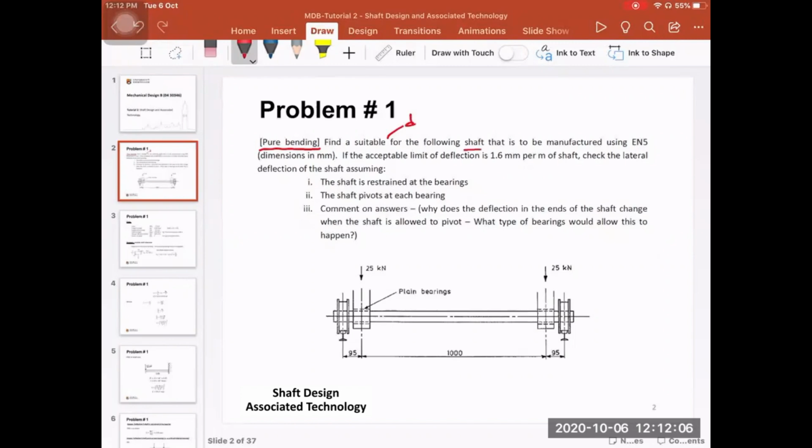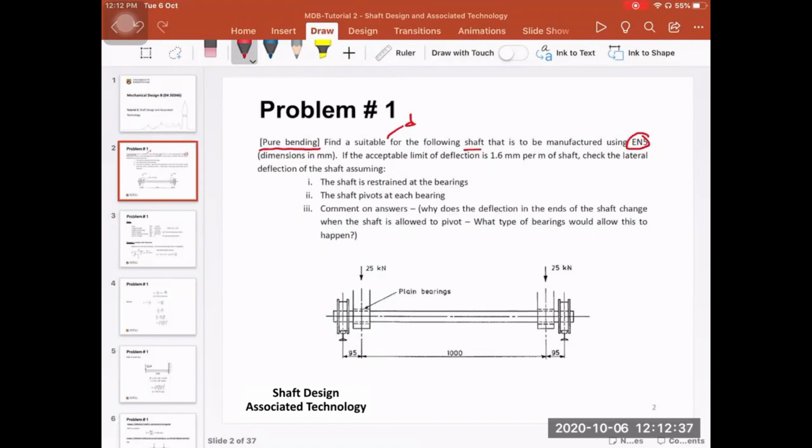That is to be manufactured using EN5. EN5 is, if you remember, from the table that you have seen for the shaft materials yesterday. It has some standard specifications or designations. It's called EN something. So this is one of them. So this just tells you that you go to the table, find the EN5 material or the designation for this material, and based on that you can find the yield strength of the material, the elastic modulus, etc.